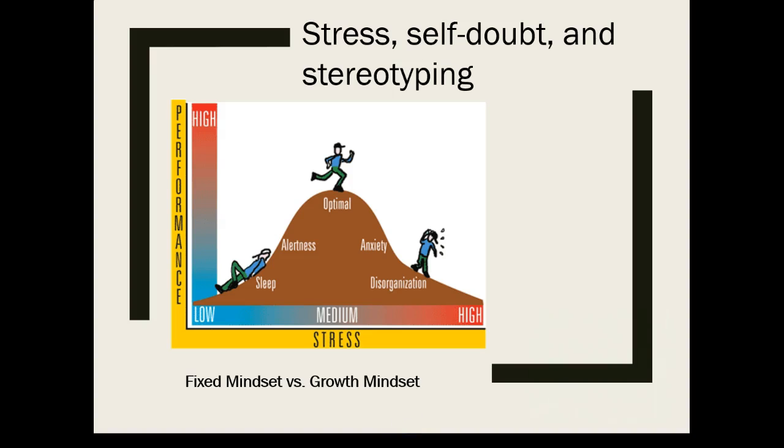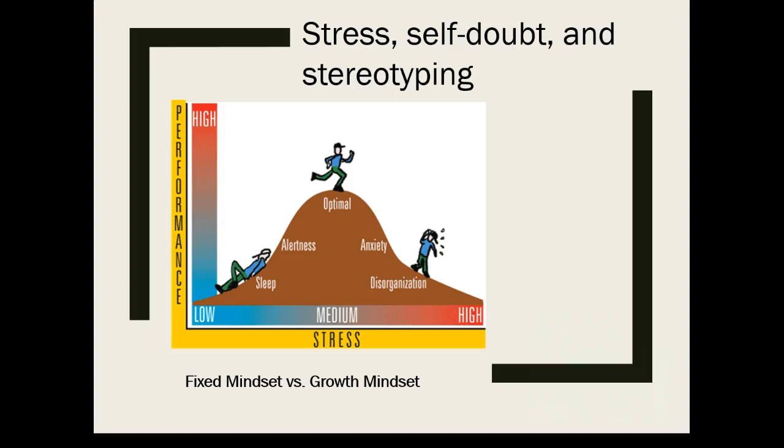Stress, self-doubt, and stereotyping. Fixed mindset versus growth mindset. A couple of things here. Number one, our brains are evolving, right? Brains are plastic. Brains can keep learning. You can do ethics. You can learn to be a great writer. You can become a great mathematician. If you practice long enough, you can get great at chess or video games.